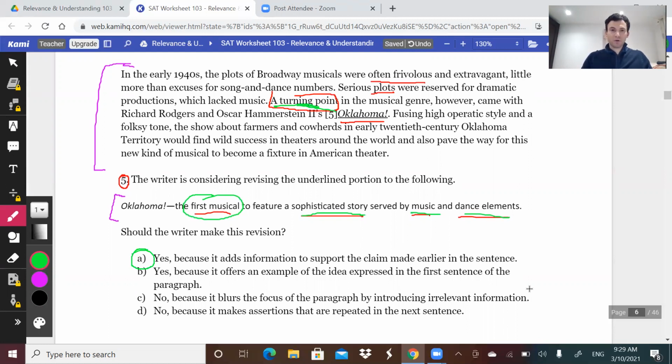If you look at these other answer choices, we can go through why they don't work. The first sentence talks about frivolous song and dance numbers, so this is not an example of that. So that's why that's wrong. It's not an example of, if you read carefully, the first sentence. The information is very much relevant. It's relevant to what we just talked about. And the assertion that it had a sophisticated plot is not repeated in the next sentence. So that's how we know it's A all the way.